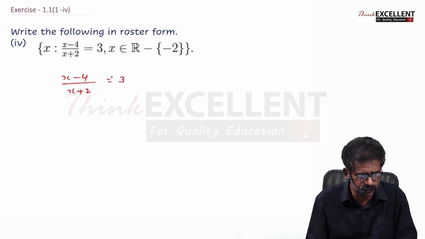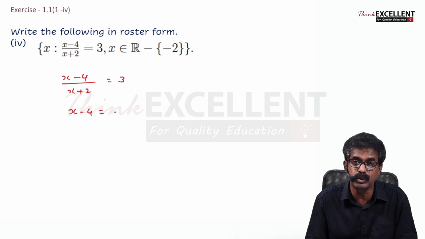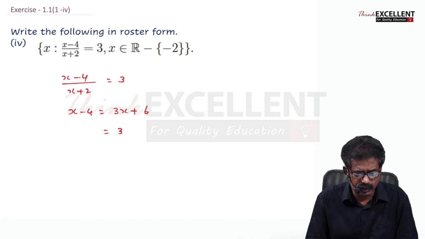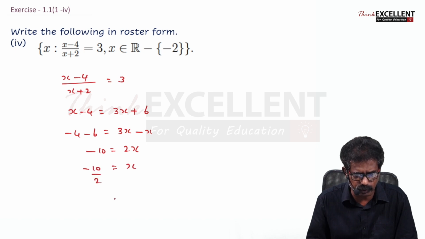Cross multiply this. When you cross multiply, x minus 4 equals 3 into (x plus 2). Multiply: 3x plus 3 twos are 6. So group x terms: 3x minus x, equal to minus 4 minus 6. So 2x equals minus 10. So x is equal to minus 10 by 2. So you are getting x equal to minus 5.